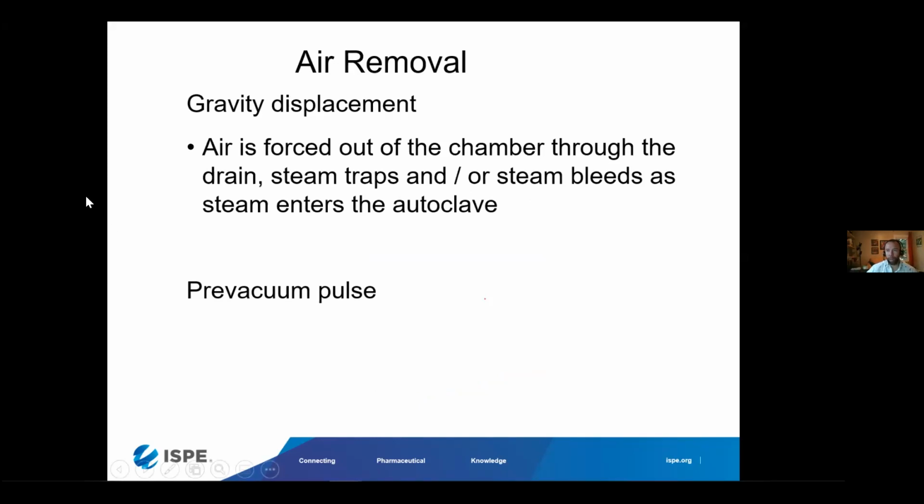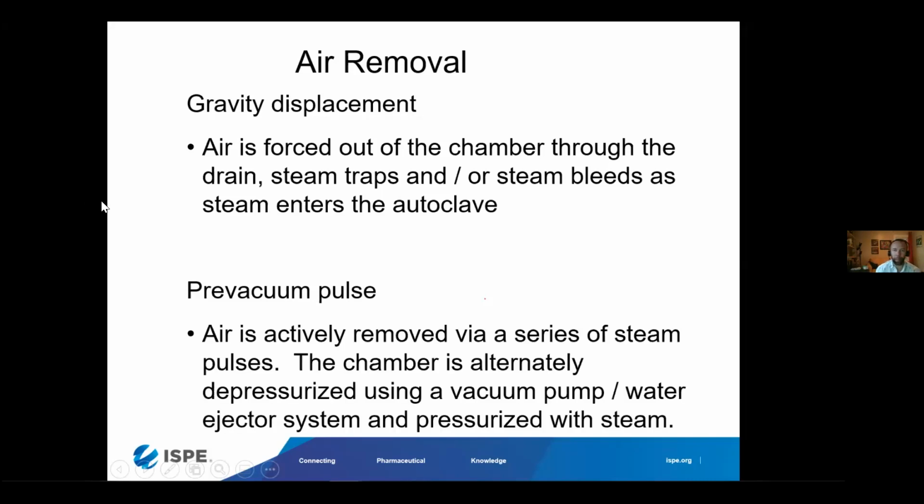More commonly for our aseptic processing filling parts is the pre-vacuum style autoclave, where air is actively removed via a series of steam injection and vacuum pulses. So this is a very effective and very efficient method of air removal, and we have some process control devices, specifically air removal verification tests like the Bowie-Dick test, that helps us on a daily basis to confirm that we have a successful pre-vacuum pulse.